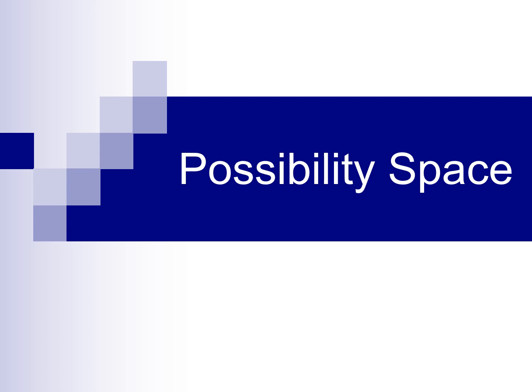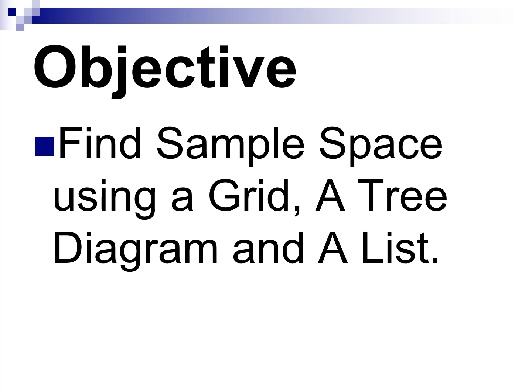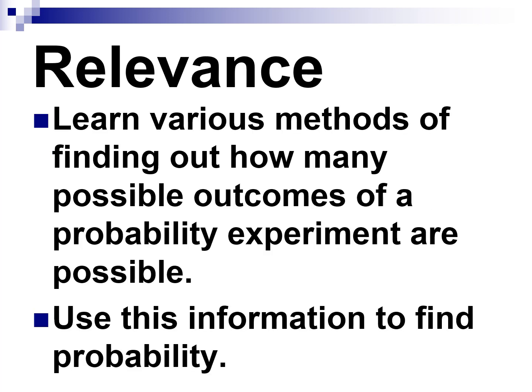Hello everyone. In today's topic, we are going to talk about possibility space. So the objective of this lesson is to find sample space using a grid, a tree diagram, and a list. The relevance of this topic is to learn various methods of finding out how many possible outcomes of a probability experiment are possible, and use this information to find probability.